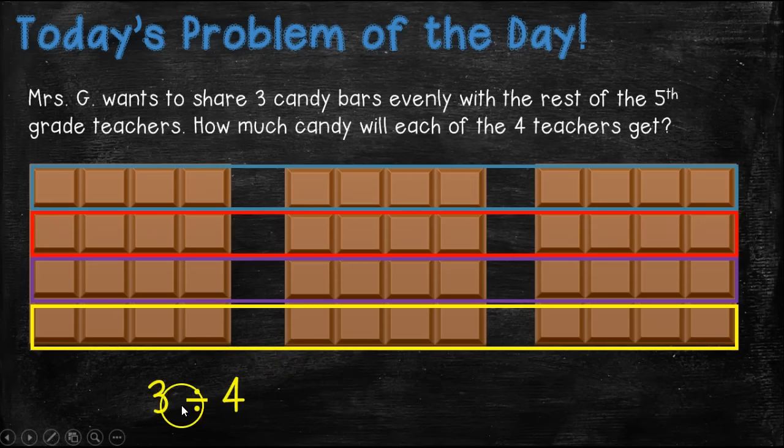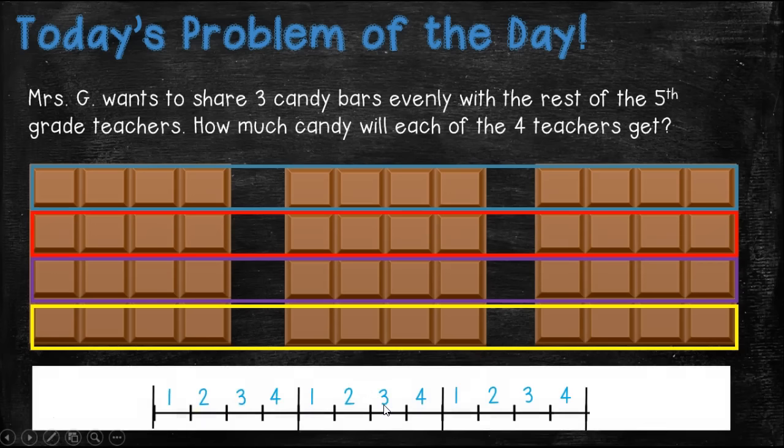So as a fraction, we would write 3 divided by 4 by simply writing 3/4. 3 divided by 4. So each teacher will get 3/4 of a candy bar. 3 divided by 4 is the same as 3/4. Pretty easy, right? Let's try another one.